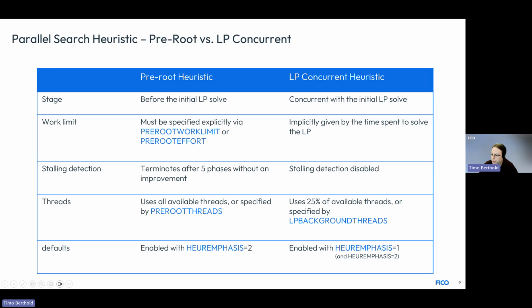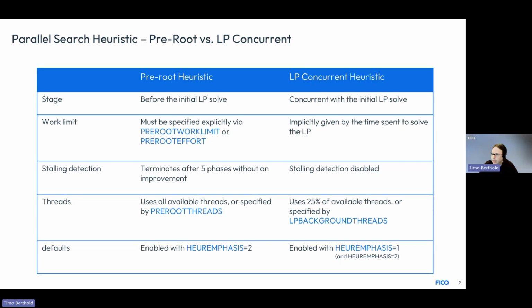So a pre-root deterministic work limit or a pre-root effort control that scales what we consider a reasonable amount of work for such a heuristic. Whereas for the LP concurrent heuristic, the time is determined entirely by how long it takes to solve the initial LP relaxation. When that's done, we terminate the heuristic. So there's some difference in logic here.